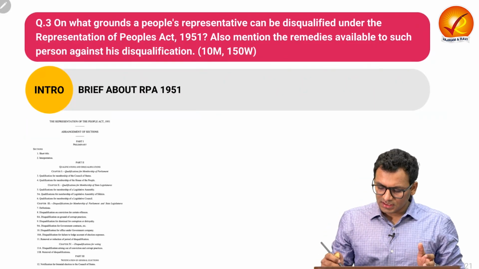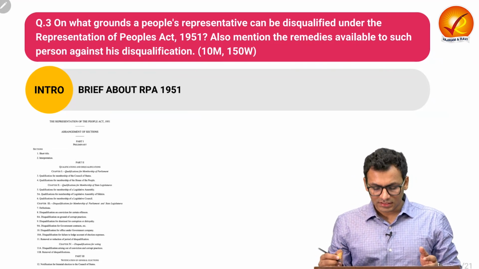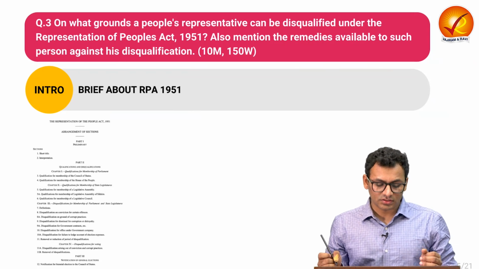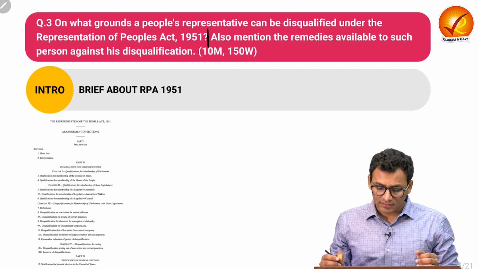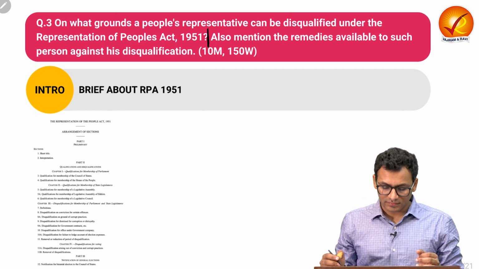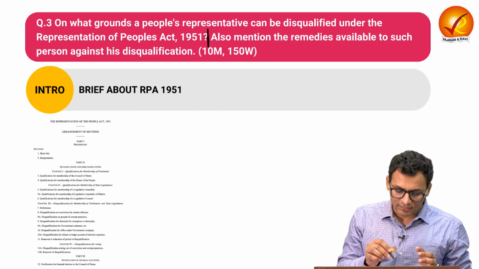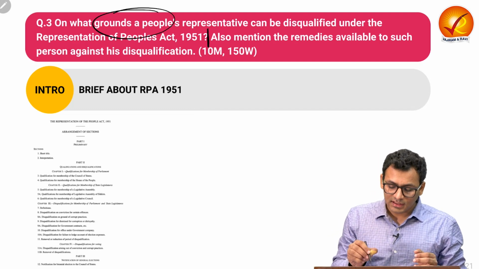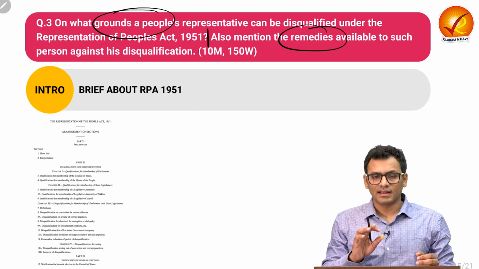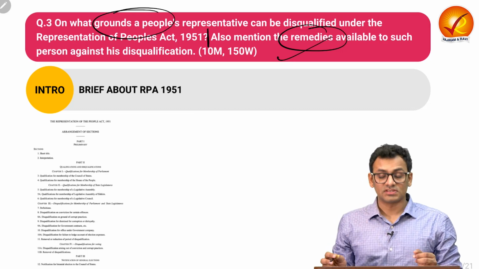Let's read question number 3 together. On what grounds can a people's representative be disqualified under the Representation of Peoples Act 1951? Also mention the remedies available to such person against this disqualification. If you see this question, there are two core demands. Firstly, we have to talk about the grounds on which a people's representative can be disqualified, and the second demand is going to be the remedies available to such person against their disqualification.